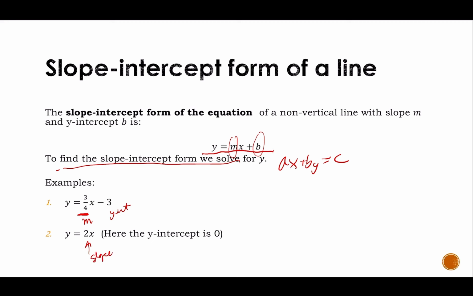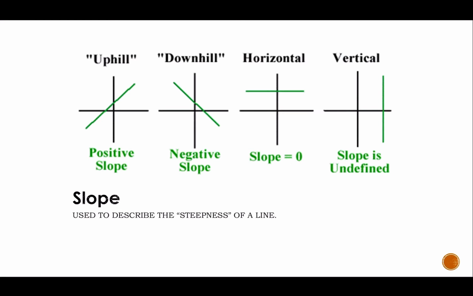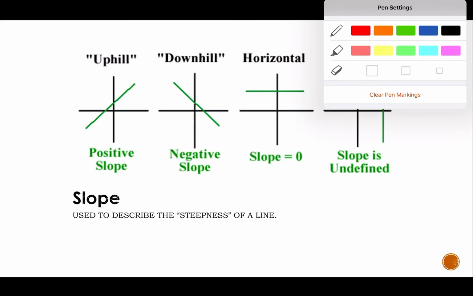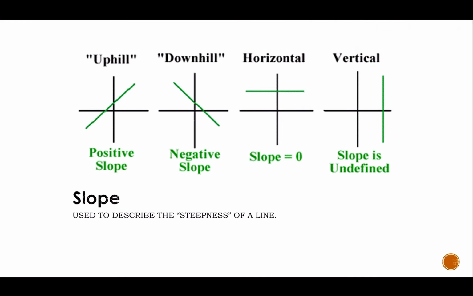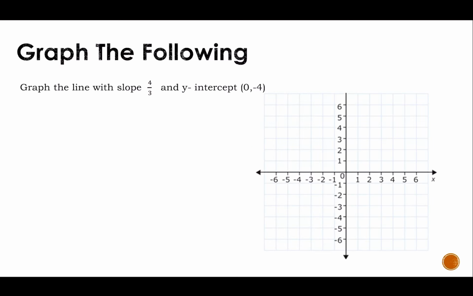So slope describes the steepness of a line. We can have positive slope, negative slope, 0 slope, and undefined slope. What we're going to do is practice graphing lines if I'm given the slope and the y-intercept, and then as a bonus, let's practice writing the equations for those, right? Because if I know my slope and I know my y-intercept, I can write the equation for my line.